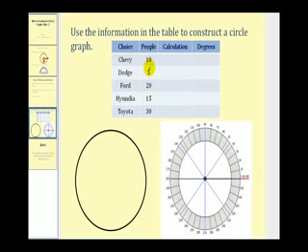The first thing we need to do is determine how many people were surveyed. So if we find the sum of this column, we'll have the total number of people that were surveyed. If we do that, we're going to get 80. So 10 out of 80 prefer Chevys. So what we need to do is find 10/80ths of 360 degrees.